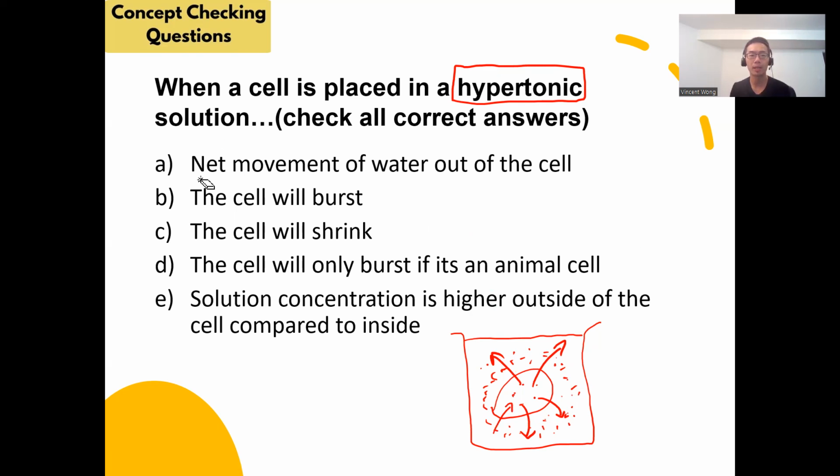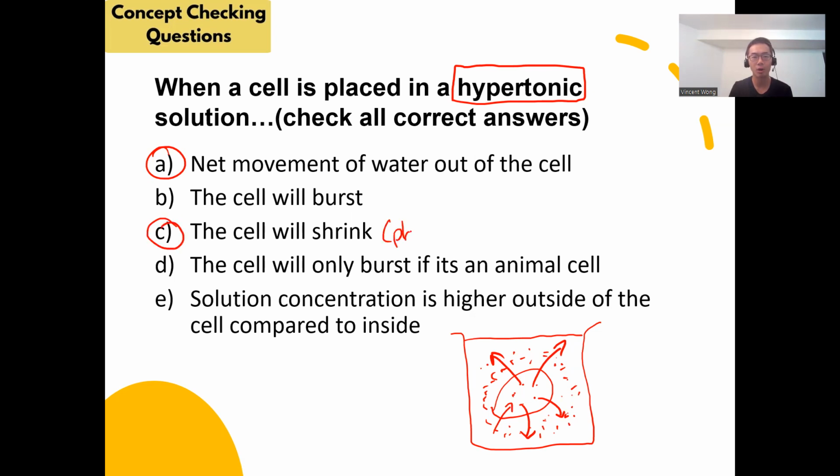So let's see which one applies. Net movement of water out of the cell. That's correct. The cell will burst. Well, if water is leaving, it's going to be shrinking, right? It's not going to be swelling up. So it will not burst, but it will shrink.